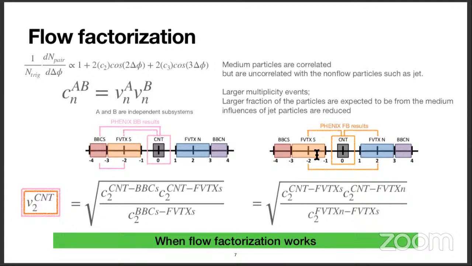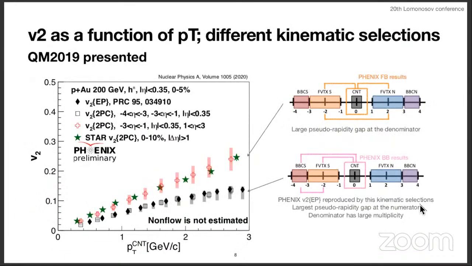So when you try to calculate the v2 with flow factorization, when the flow factorization works, then when you try to get the v2, these two calculations of the two-particle correlation are supposed to give you the identical value within the statistical or systematic uncertainties. However, we found there is a difference between these two kinematic selections. This result was presented at Quark Matter 2019.